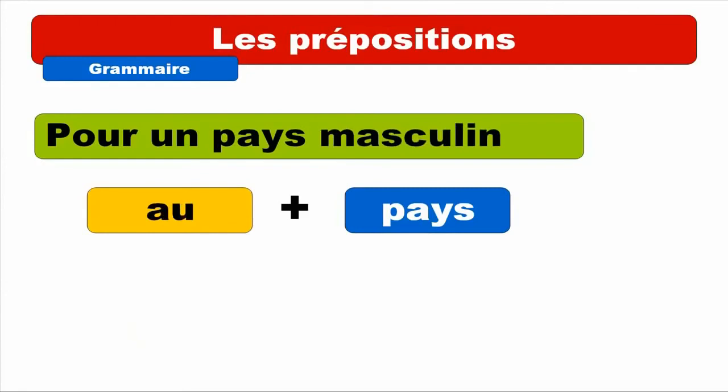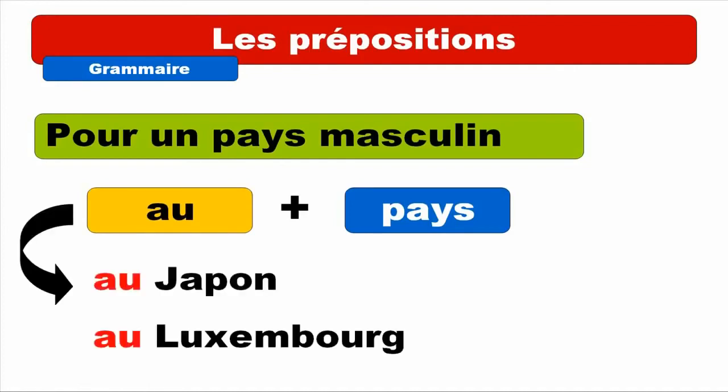Masculine countries, so as we saw previously, preposition au and then the country. Okay, so let's take examples like au Japon, repeat, au Japon, okay, and then au Luxembourg, repeat, au Luxembourg. Okay, all right.